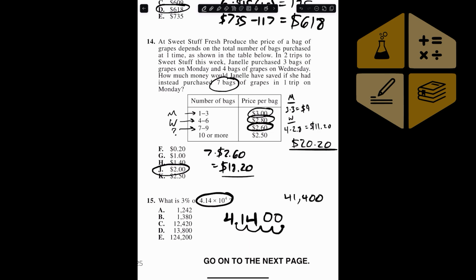Now the question says, what is 3% of that? There might be different ways to find 3% of any number, but my favorite way to do that is to multiply the number by 0.03. That's going to give us 3% of that number, and now it becomes a calculator thing. So 41,400 times 0.03 equals 1,242. That's how I know the answer to number 15 is A, 1,242.